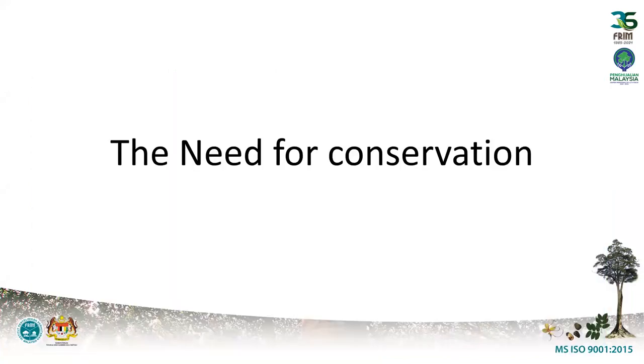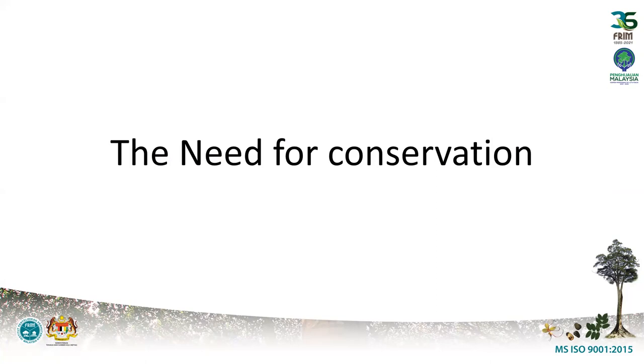Jadi what are the needs? Kita dah tengok PA perlu dia satu kawasan yang digazetkan. Kita nak keluar daripada PA itu sendiri, mungkin ada animal atau ada plant ataupun ada yang lain-lain di luar daripada PA. We need that OECM. So macam mana nak buat OECM? Kita gunakan KBA.